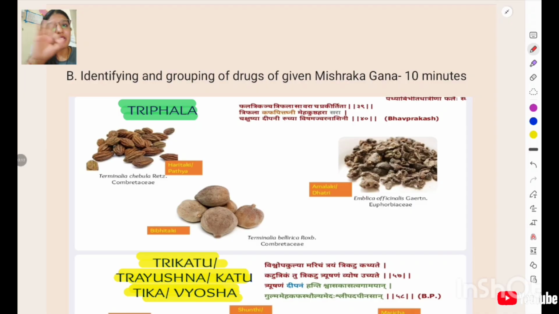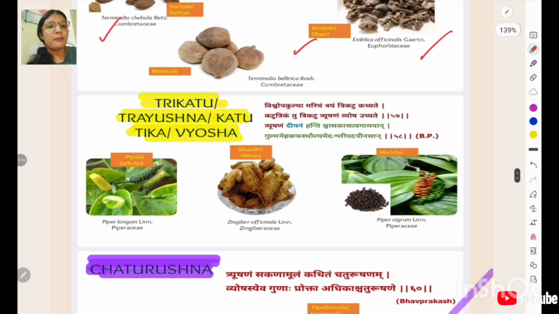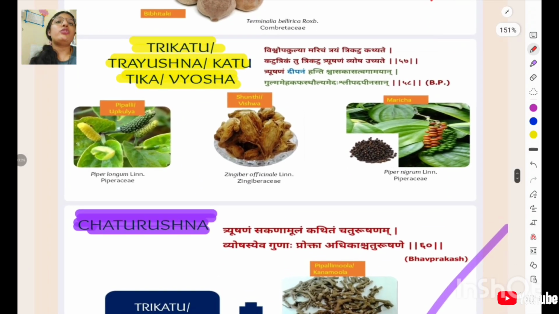As we know, Triphala has three main ingredients: Chebula, that is Haritaki, Belerica, Vibhitaki, and Amalaki. It is basically Chakshushya, Deepana, Ruchya, Vishamajvara nashana. The second one is Trikatu, also known as Triushna, Katutraya or Vyosha. It has Pippali, Vishwa and Maricha, and it is basically Deepana, it destroys shwasa, kasa, twak, ama, gulma, meha, kapha, sthaulya, medas and slipada. At least remember three or four indications. You have already studied this portion for your exam.